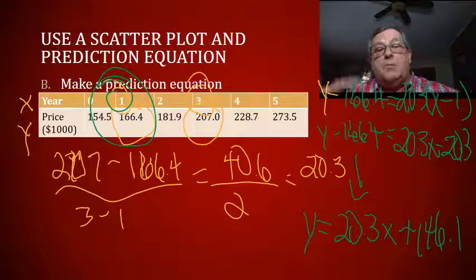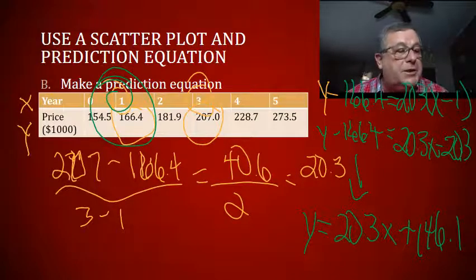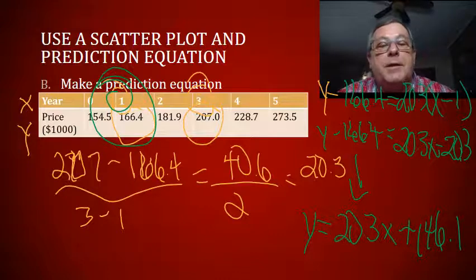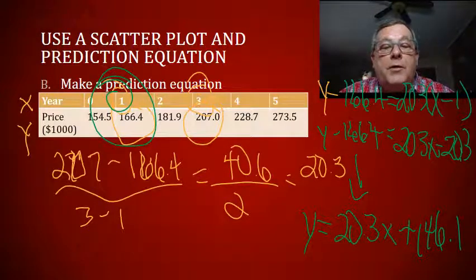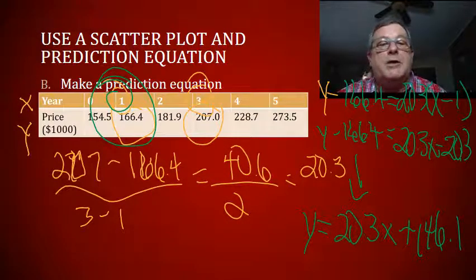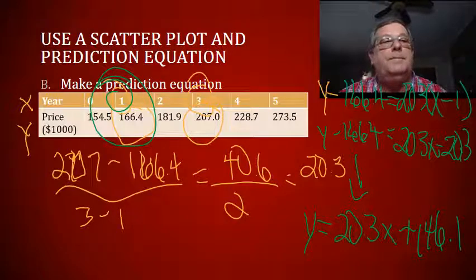Now, depending on which points we used, our prediction equation could vary slightly. So it's not an absolute answer. It depends upon what we use to calculate our slope, and then from that, going point slope moving towards slope intercept. So let's take our prediction equation and predict what's going to happen in year 8, and then make an assessment of how accurate we think that's going to be.